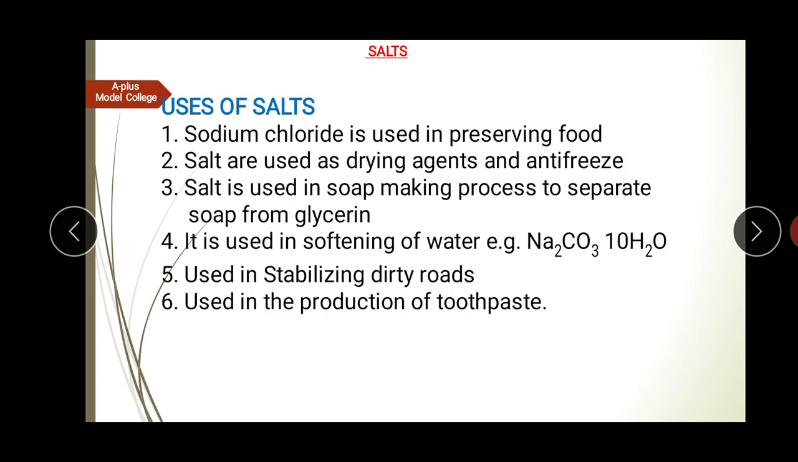Salts are used as drying agents and antifreeze. Whenever we want to dry something, or make sure that something does not freeze easily, we use salt to do that. Salts are used in making soap, and also to separate soap from glycerin.